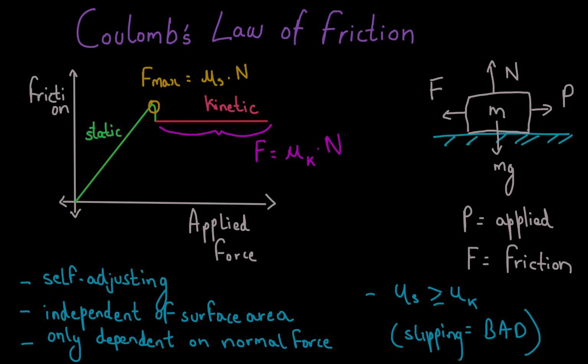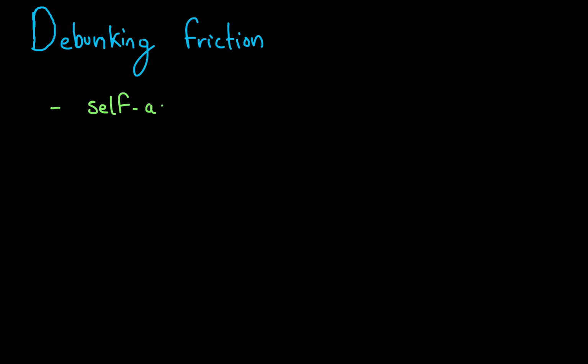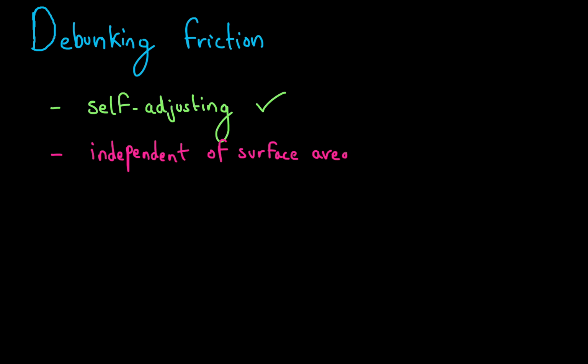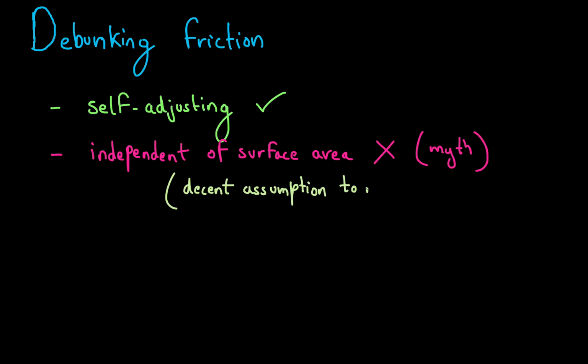Before we talk about friction in viscoelastic materials, that is tires, let's systematically debunk some of the fallacies of this model. First up, friction is self-adjusting. This is more or less true, so nothing to unlearn here. Second point is that friction is independent of surface area. This is not entirely true, and we'll see in later lectures that friction is indeed a surface phenomenon and does depend on the surface area of contact. Does that make the Coulomb model useless? No, this assumption works well for some contacts, like between smooth rigid bodies.